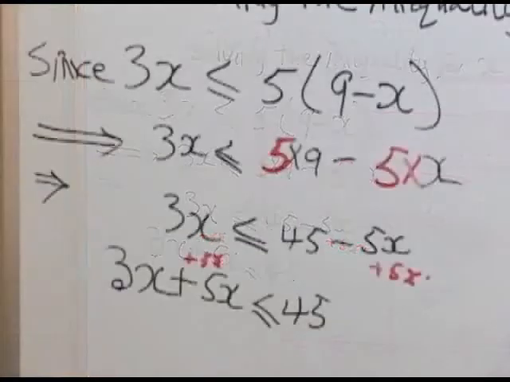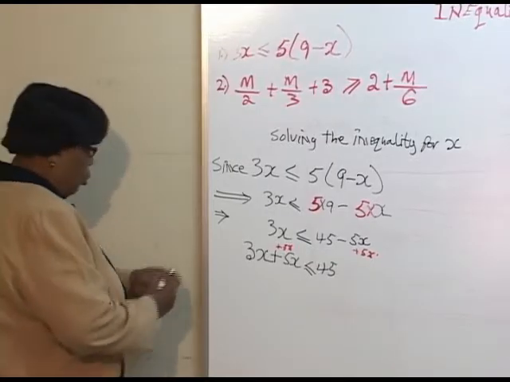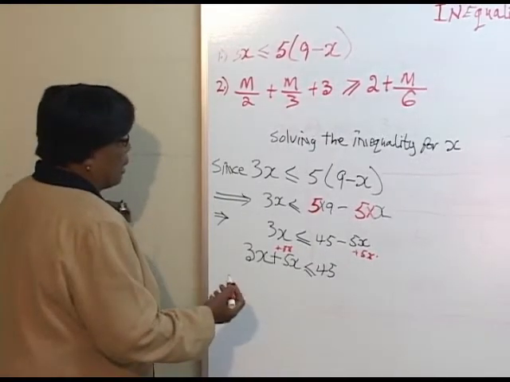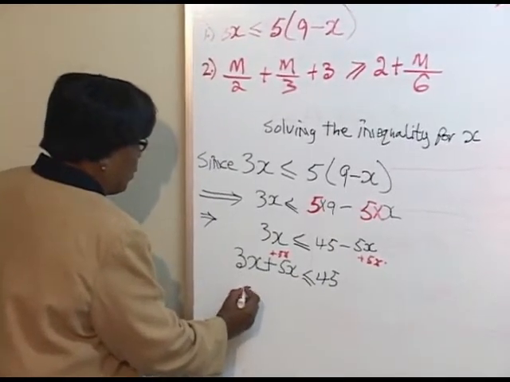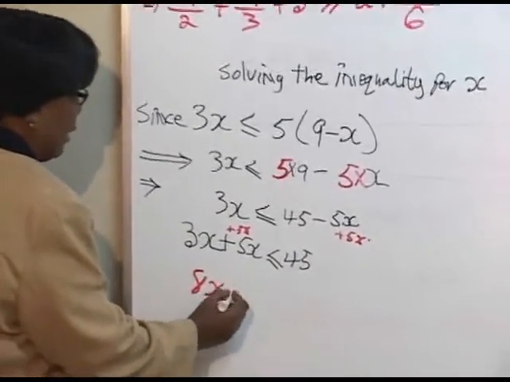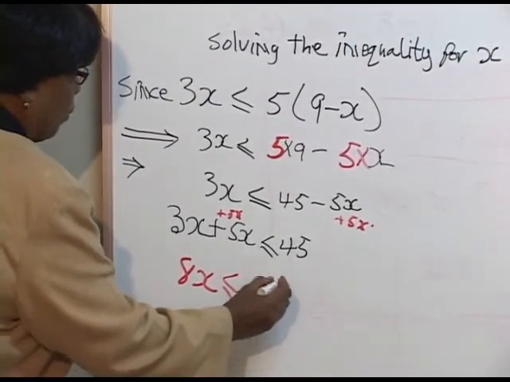Okay? I'm saying these things so that you remember them. The additive identity is our 0, and the multiplicative identity is our number 1. So that is why we have these numbers here. Then what are we getting here now? We are getting 3x plus 5x. This would have been giving us 8x, and it is less than or equal to 45.